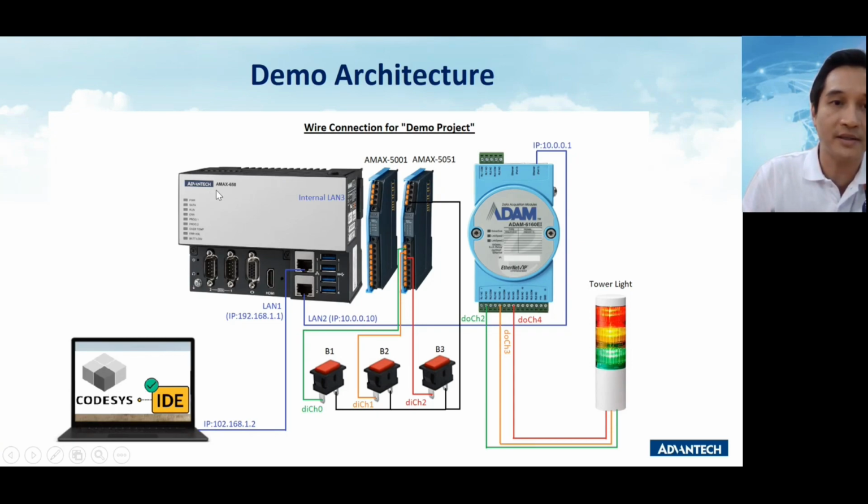So the hardware is the AMAX-658, and then I am using two IO modules. The first IO module is using the EtherCAT protocol. The second IO module I'm using is the ADAM-6160EI, which uses the Ethernet/IP protocol. So this is the Ethernet/IP simulation, right?